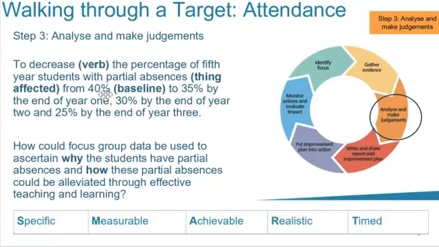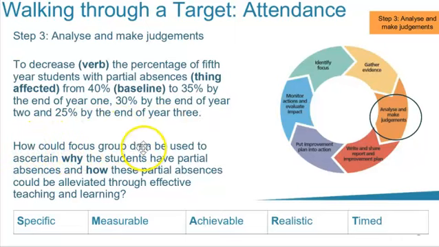So we're going to add to that now, and we're going to add on to 35% by the end of year 1, 30% by the end of year 2, and 25% by the end of year 3. So our full target now is to decrease the percentage of fifth-year students with partial absences from 40% to 35% by the end of year 1, 30% by the end of year 2, and 25% by the end of year 3.